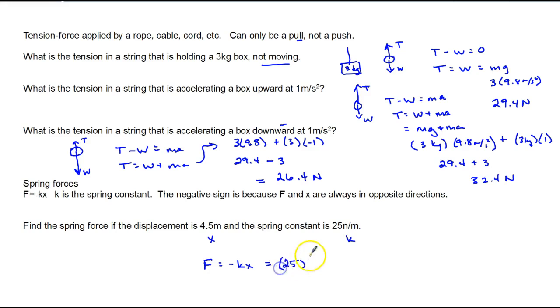25 times 4.5. 25 times 4.5 equals 112.5. Put that negative sign there. Negative 112.5. And again, that's just saying that it is in the opposite direction from the displacement. If you stretch it, the spring's sitting there, if you stretch it out, you're displacing it this way, and the spring is trying to pull itself back that way. So those two, the distance and the spring force, are always in opposite directions.